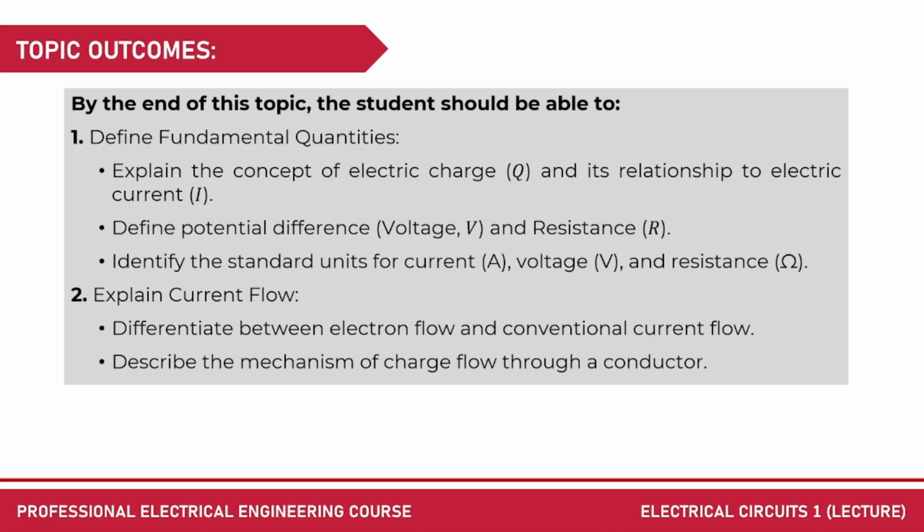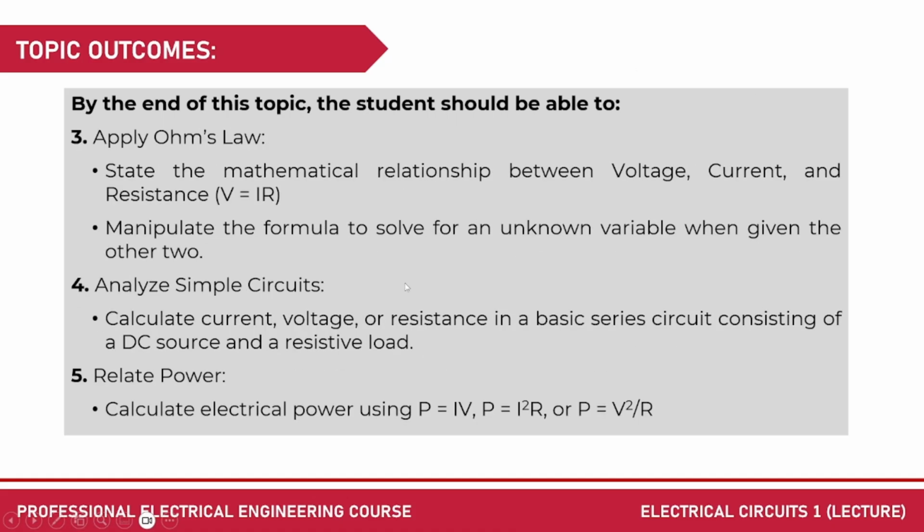Another outcome is to explain the current flow. We're going to differentiate between the electron flow and the conventional current flow and describe the mechanism of charge flow through a conductor. After that, we'll proceed with this. We're going to apply Ohm's law, state the mathematical relationship between voltage, current, and resistance, then manipulate the formula to solve for an unknown variable given the other two.